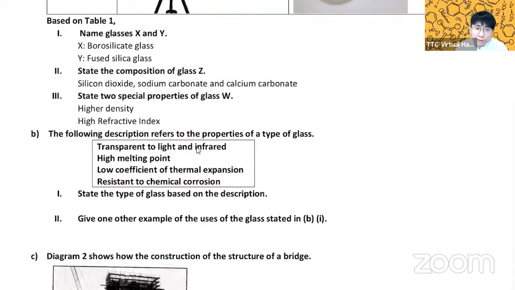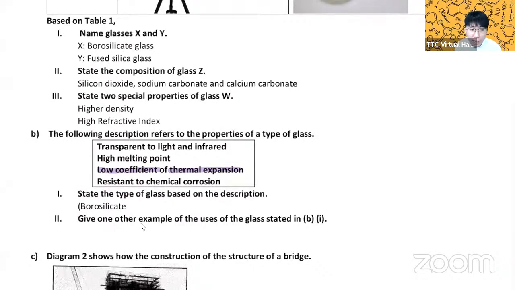Of course, moving on, we have the type of glass that is transparent to light and infrared, with a high melting point, low coefficient of thermal expansion, and resistant to chemical corrosion. So guys, what is this? The moment you see low coefficient of thermal expansion, what does low coefficient mean? It means that you heat it, you cool it, it doesn't expand a lot, it doesn't contract a lot. So this is suitable to make what? Your laboratory apparatus, because when you heat it, it never expands that much, and when you cool it, it never contracts that much. When it doesn't expand or contract too much, it doesn't crack that easily. So this is called borosilicate glass.